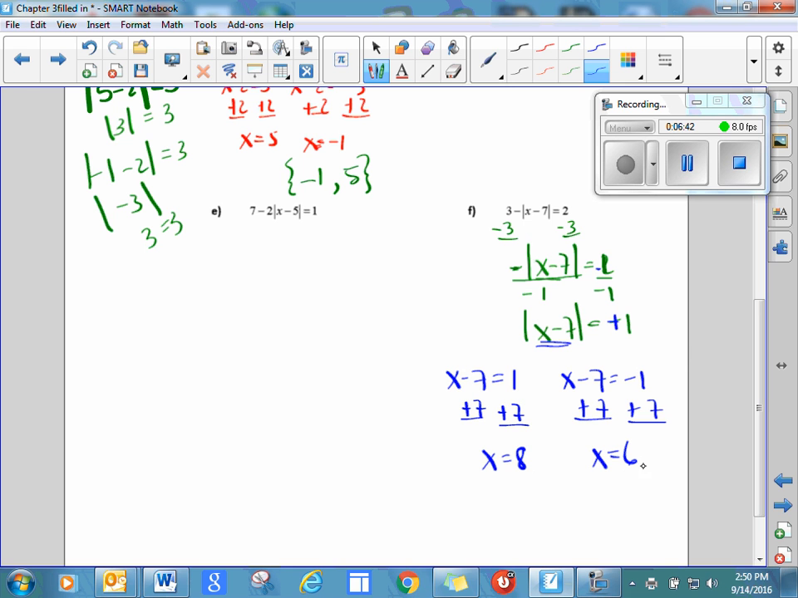If you want to prove your answer, go plug it back into the original equation. Go up here, plug in 8 and 6, and see if you get a true statement. So our solution set, again, we'll write the 6 first, and we'll write the 8 coming second.